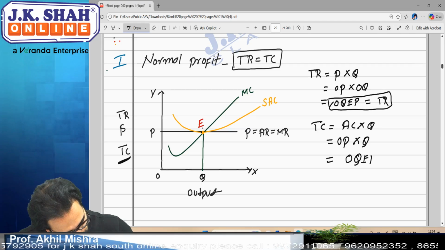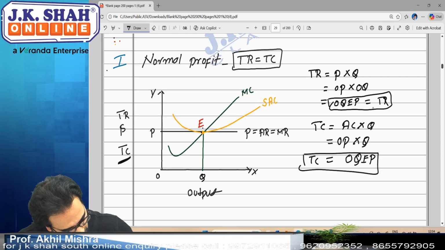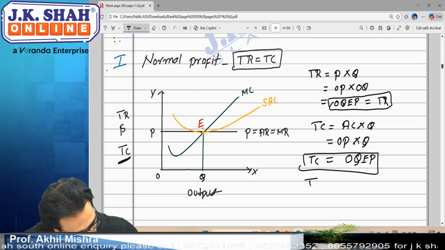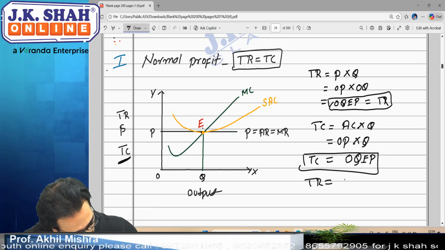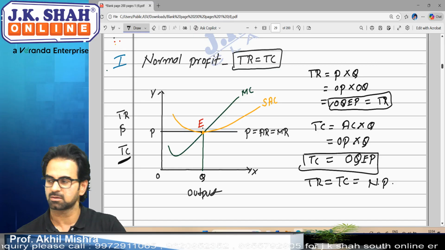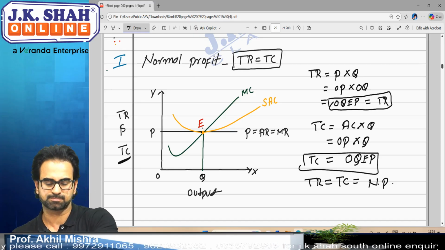This is your cost. If you see, cost and revenue are both the same. OP into EQ is the TR and the cost. So here your TR, OQEP, is equal to TC, OQEP. It means you made a normal profit. Please copy this.